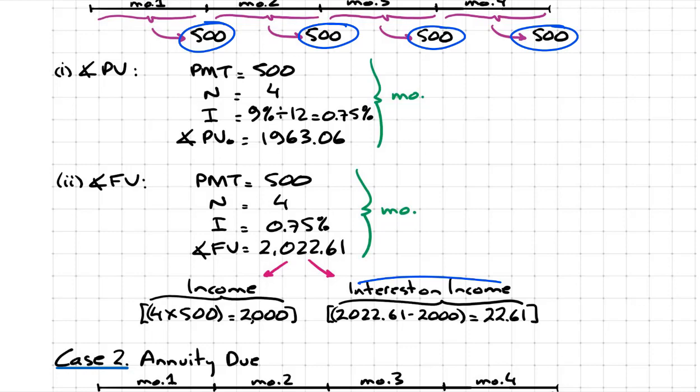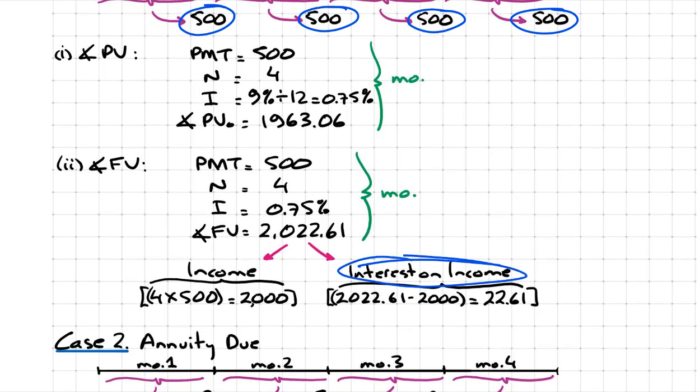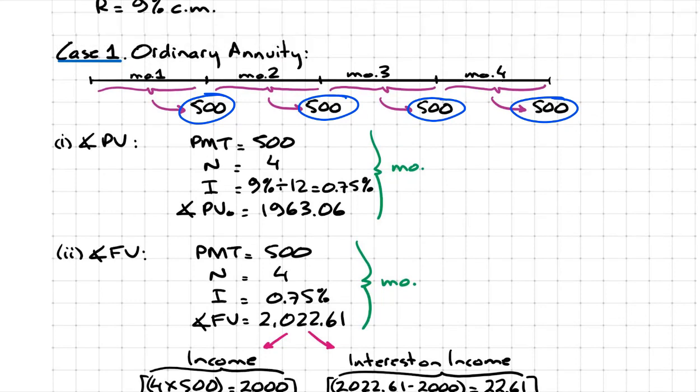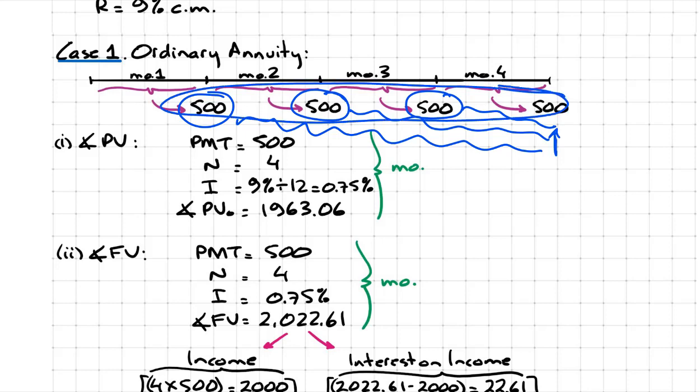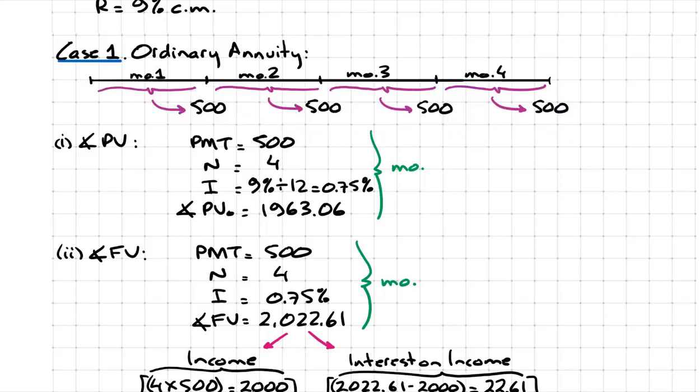But then where does this interest on income come from? This second component. And here it is, ladies and gentlemen. You're trying to find out what this entire stream is worth at the end of the horizon. Well, what do you think is happening to this $500 at the end of the first month? It will be reinvested. What do you think will happen to this $500? It will be reinvested. How about this one? It will be reinvested. So not only are you getting your $500, but you're also making interest by reinvesting your income. So that's where that extra return is coming from.